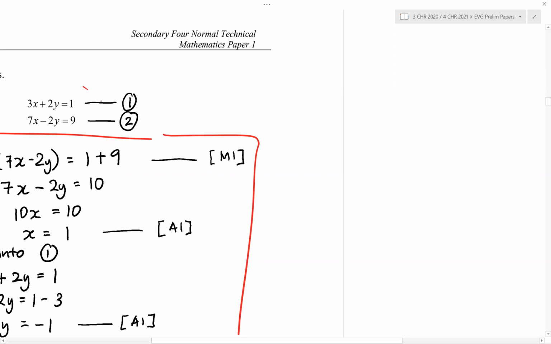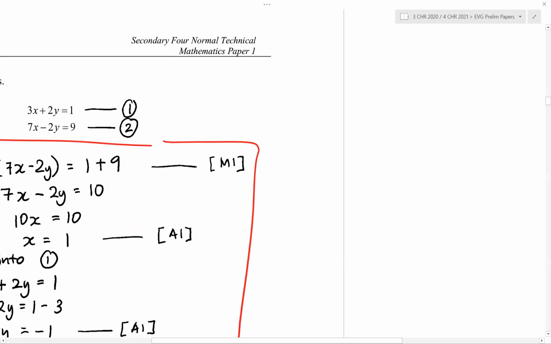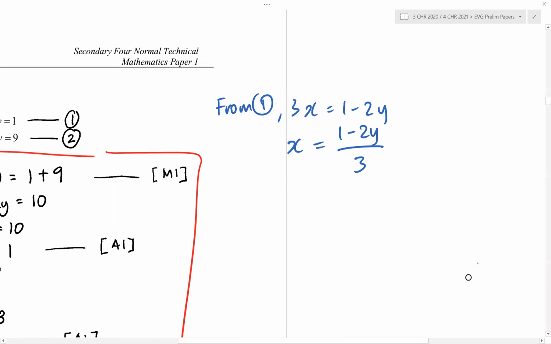Now, looking at equation 1 and equation 2, you want to make x or y the subject. It is your choice. Both equations, x and y, are all equally troublesome, so just choose any one of them. Let's start with equation 1. From 1, let's make x the subject. 3x equals 1 minus 2y, so x equals 1 minus 2y over 3. Standard steps. Let's call this equation 3. Sub into 2.